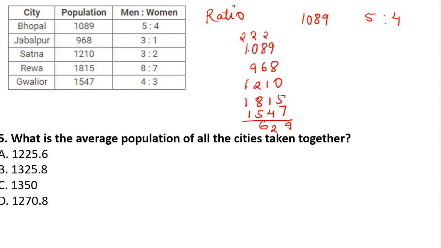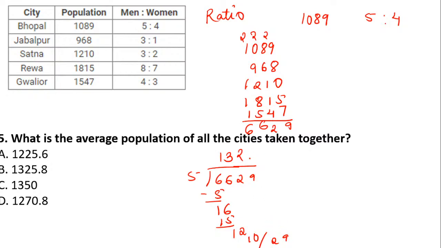Now this is simple. 2 3 4 5 6. 6 6 2 9. So we take 6629 and we divide it by how many cities are there? 1 2 3 4 5, right? So 5 ones are 5. 1 6 will come down. 5 threes are 15. 1 and 2 will come down. 5 twos is 10. Okay, then 2 here. 5 fives are 25.